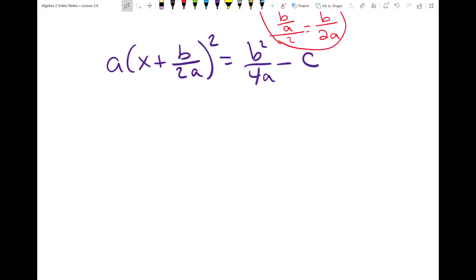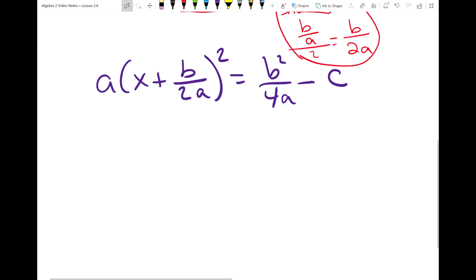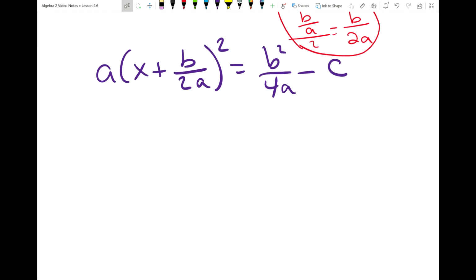All right, so bear with me here. There's a few more steps to do. So remember, the purpose of this is to solve for x, right? So we got to get rid of everything else that's not x. So let's get rid of this a first. Now this a is multiplying. So the only way I can get rid of the a here is by dividing by a. So I'm going to divide everything by a.